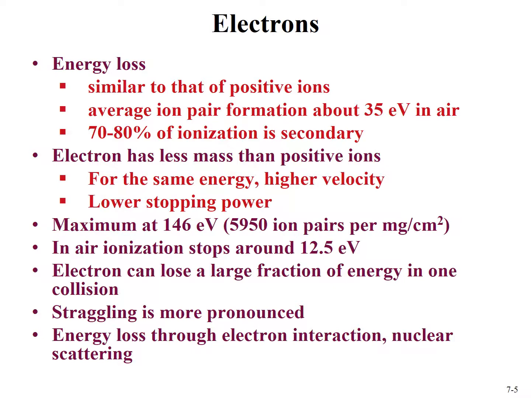Now electrons, they're also charged particles, negatively charged. They have similar energy loss mechanisms to positive ions. Again, we already talked about the average ion pair formation is about 35 electron volts in air, producing secondary ionization. One of the major differences, however, between an electron and the positive particles we were talking about is mass. So for the same energy, this means that the electron will have a higher velocity. That'll relate to it having a lower stopping power.